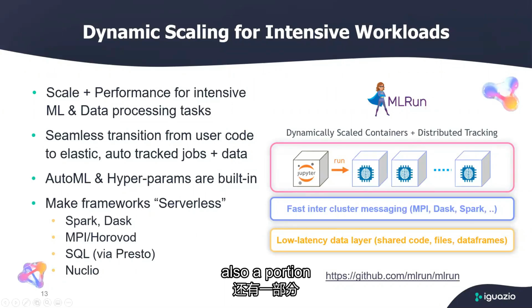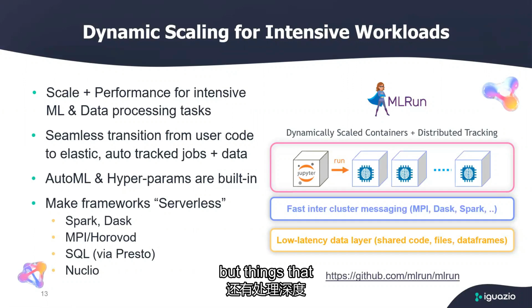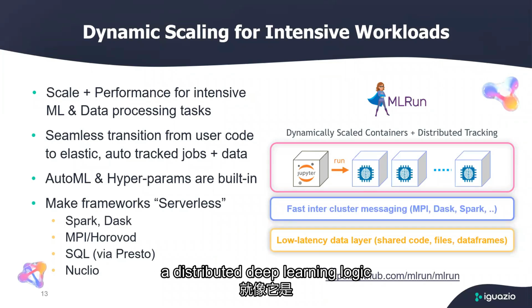There is also a portion that automates the creation of CRDs and treats a variety of CRDs in Kubernetes as serverless functions. So essentially it knows how to orchestrate not only event-driven workloads, but things that handle deep learning like Horovod, or it knows how to orchestrate Spark or Presto as serverless functions. So I can essentially run a Spark job as if it was just a function, or run a distributed deep learning logic as if it was a function.